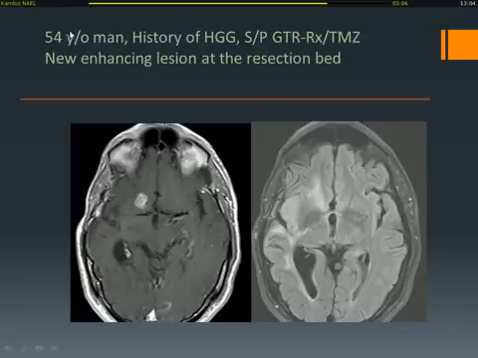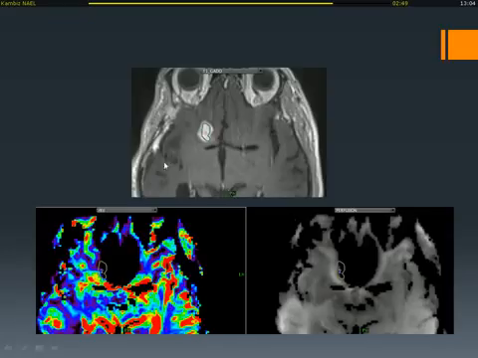This was a 54-year-old man with history of low-grade glioma. He was treated with gross total resection with radiation and temozolomide, and he presented with this new enhancing lesion at the bottom of the resection cavity, and the question was radiation necrosis versus tumor recurrence. If you look at the DSC images, you can see that this lesion is located right above the planum sphenoidale, and there is susceptibility artifact related to the air-bone interface, and therefore your DSC is not diagnostic.